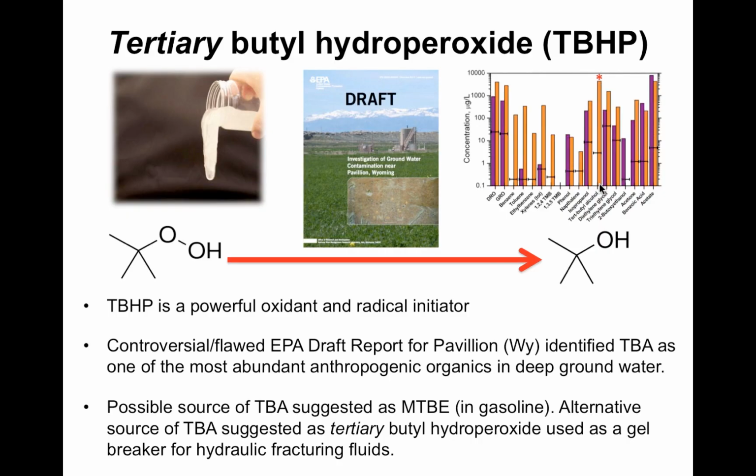Irrespective of which way you feel about that, one of the compounds that was detected at high concentrations in this environment was tertiary butyl alcohol. It was only detected in one of the two wells that were investigated. As part of this draft report, the EPA suggested that one potential source of TBA might be MTBE. The other was that tertiary butyl hydroperoxide is used as a gel breaker for hydraulic fracturing fluids.